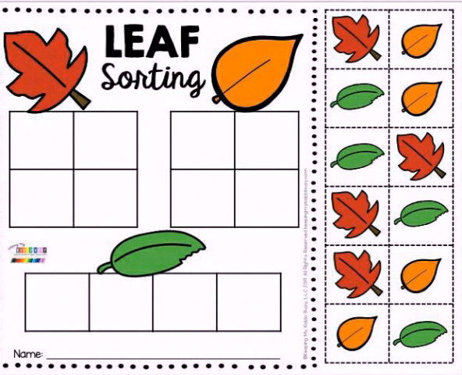You can use different objects also for sorting. If you have similar objects at home, you can place them in a jumbled up order and ask them to categorize it.